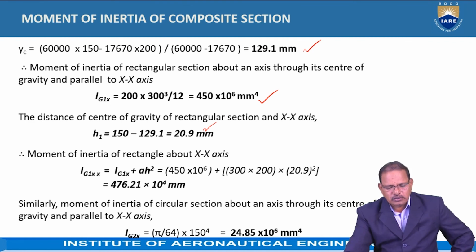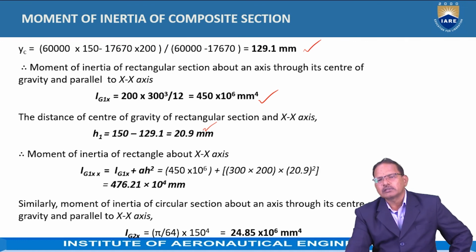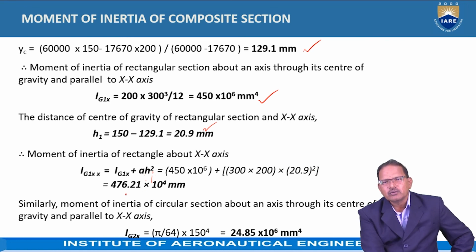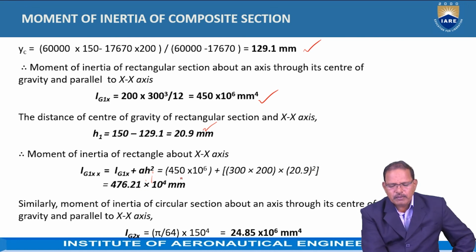Similarly, for the second one, the moment of inertia of the entire section about the central axis of the composite figure is equal to Ig1xx is equal to Ig1x plus A1 H1 square, which is equal to 450 into 10 to the power of 6 plus 300 into 200, the area of the rectangle, into the difference value 20.9 squared, which is equal to 476.21 into 10 to the power of 6 mm to the power of 4.